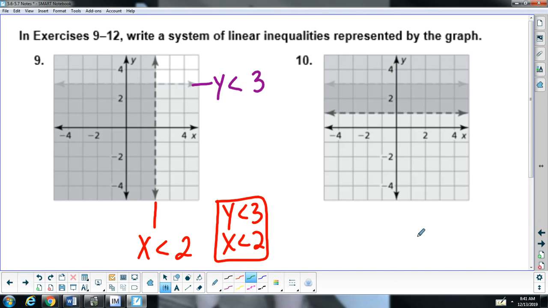Okay, on number 10, we have two horizontal lines. So we're just going to pick one to start with, and we know it's going to be a y. And then this is where the overlap in shading is. So is that above or below the line? And then you have to find your y-intercept. Okay, so our y-intercept is right here at a 3.